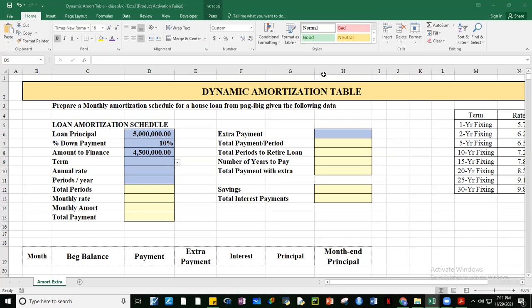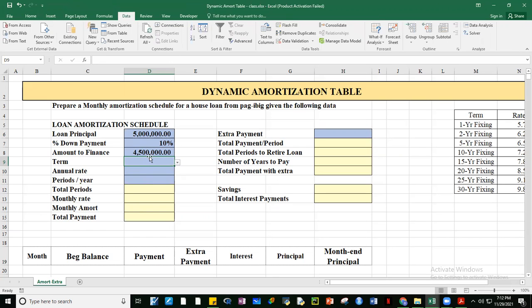Okay. All right. First, you have to go to the cell that you want data validated. Okay. Here you already have data validation. So what we're going to do is we're going to delete first the data validation for this. All right. So once your active cell is in D9, okay, let's go to data.